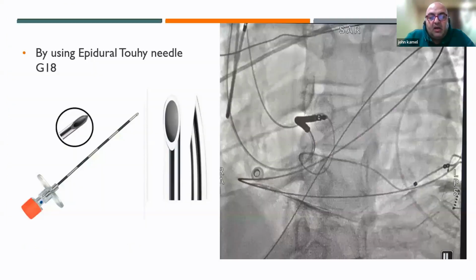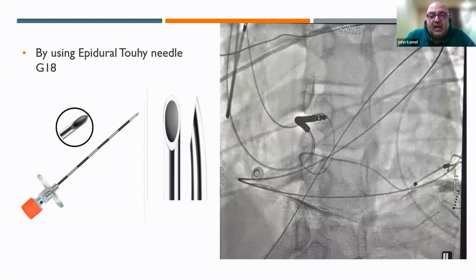We did an epicardial access using an epidural 18 gauge needle, going from the subxiphoid puncture. We also use dye to guide us, and when we are in the epicardial space, a long wire passes inside the epicardium to ensure that we are in the epicardium. After ensuring that, we insert a long sheath, either deflectable or non-deflectable.